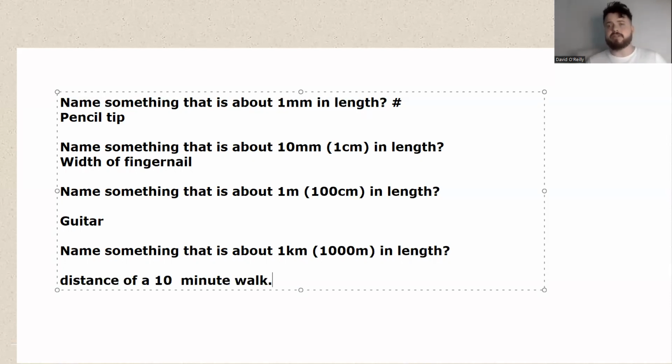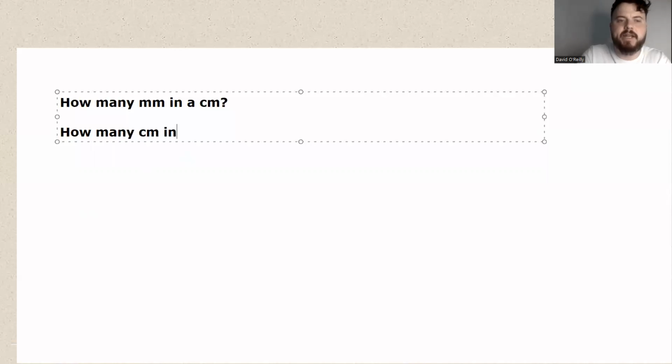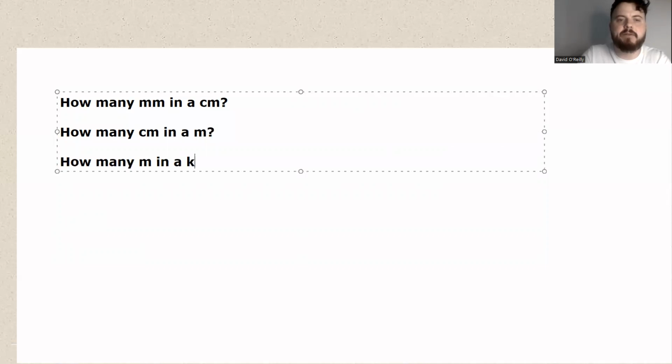Okay, so next thing I want to ask you before we continue is how many millimeters in a centimeter? How many centimeters in a meter? How many meters in a kilometer? So I've abbreviated all of our units of measurement: millimeter, centimeter, meter, and kilometer. Okay, and that's quite important to understand. We want to be able to express these units of measurement using these abbreviations.